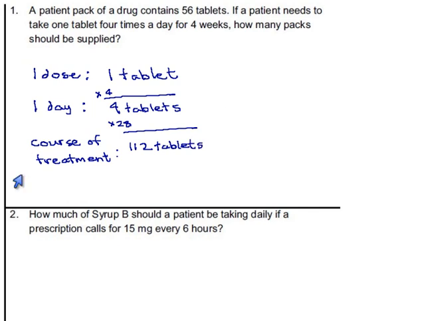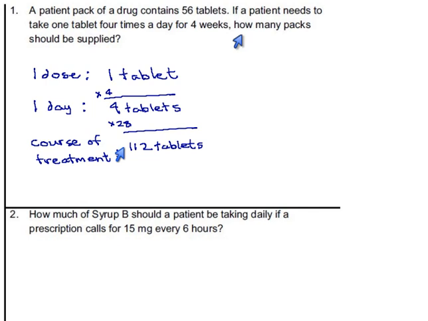So if they're not getting any refills, the pharmacy is going to have to give them 112 tablets all at once. Now, none of this involved any cross multiplication. It could have, but I think it's simpler to lay these out like this, where you find your dose amount, your day amount, and then your course of treatment amount. It's just multiplication, normally with whole numbers. So I think this is more streamlined than trying to set up a bunch of cross multiplications here.